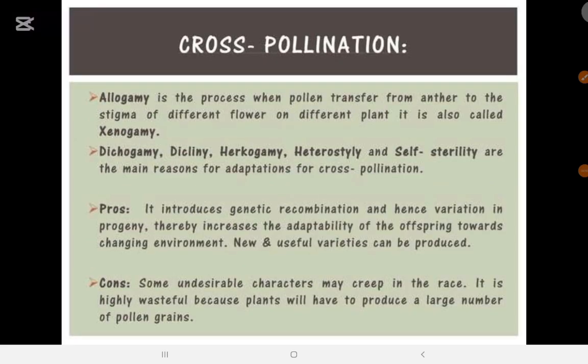Now, what of cross-pollination? Cross-pollination is also called allogamy. Allos means another. Is that okay? Allos means another, I think. And gamy means marriage, as we said.